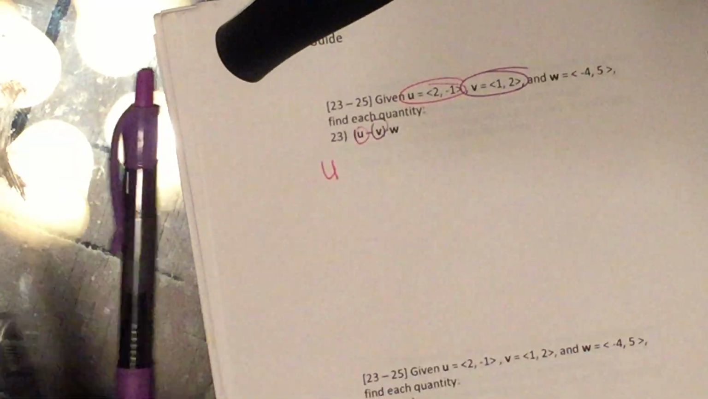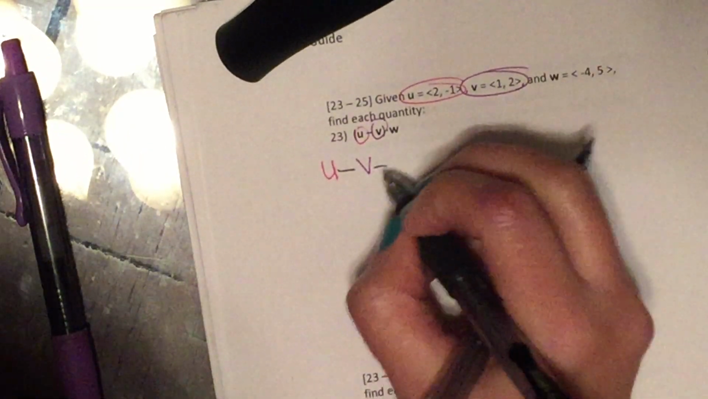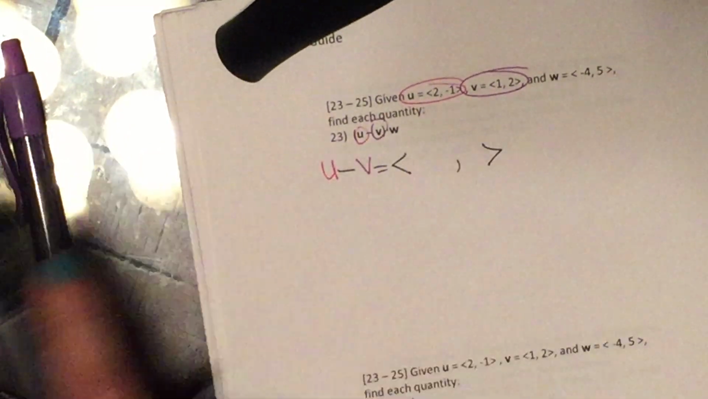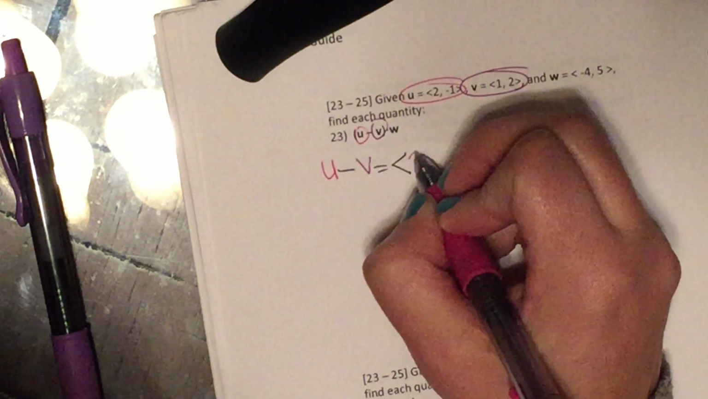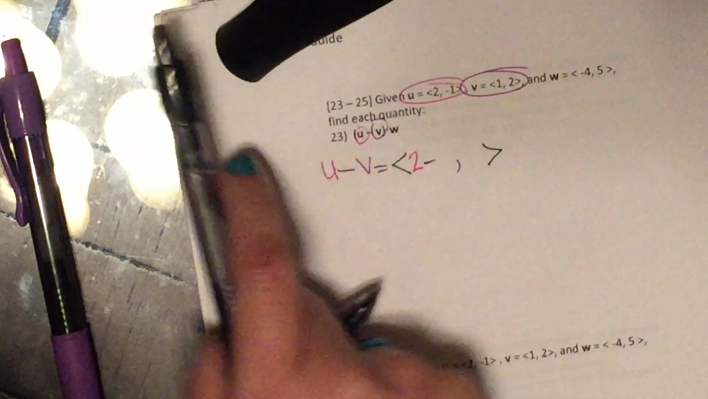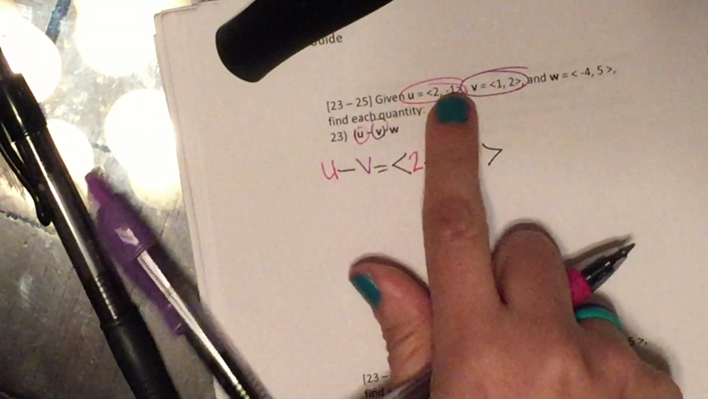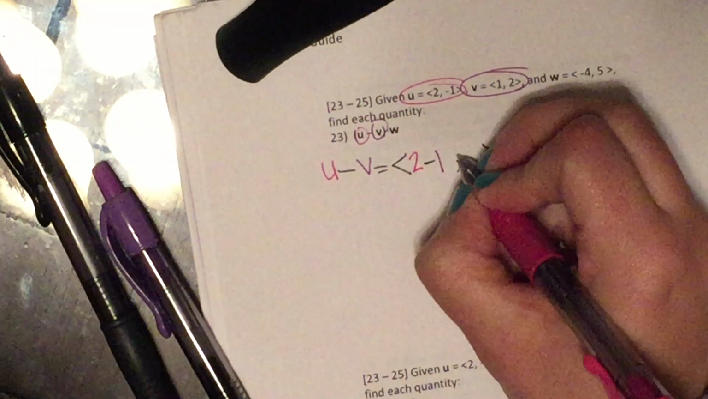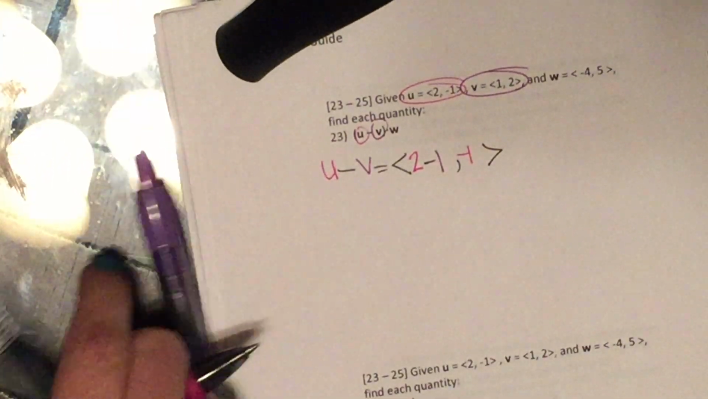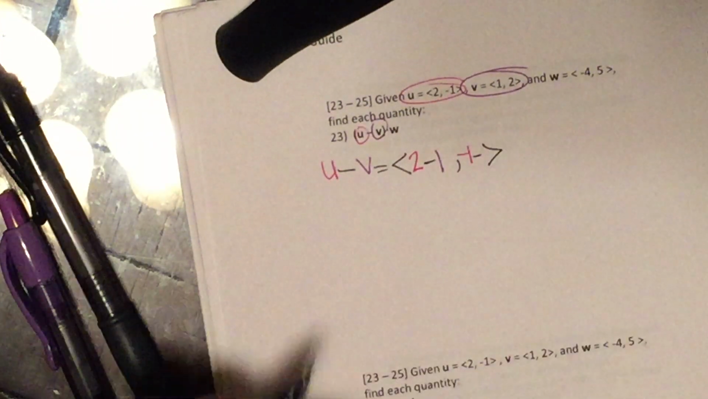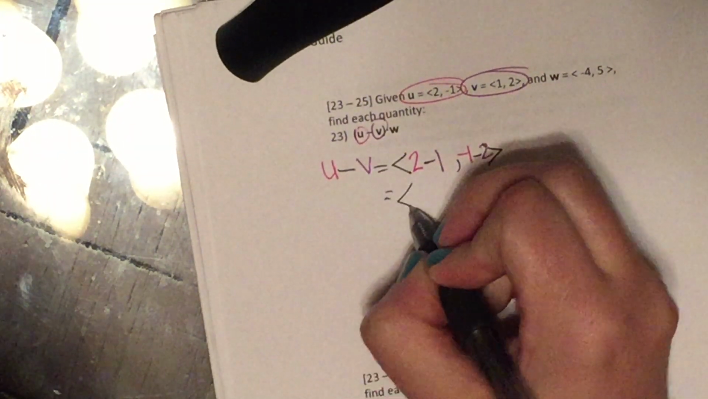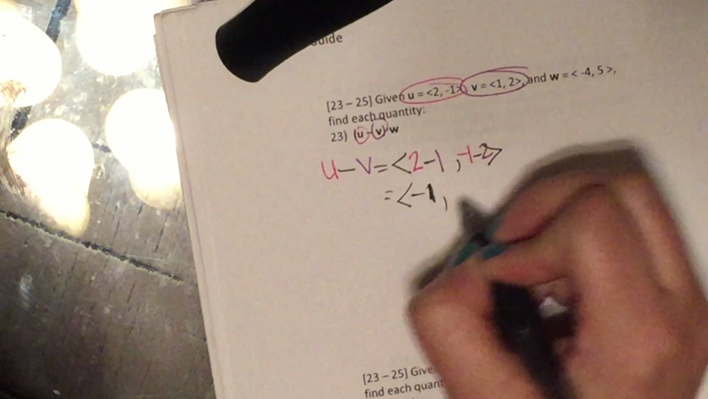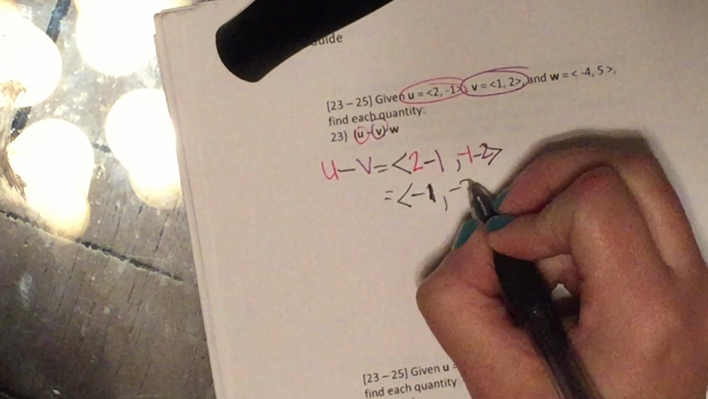So u minus v is going to give us a vector. And to do that vector subtraction, I do the horizontal minus the horizontal, and the vertical minus the vertical. So 2 minus 1 is -1. And -1 minus 2 is -3.